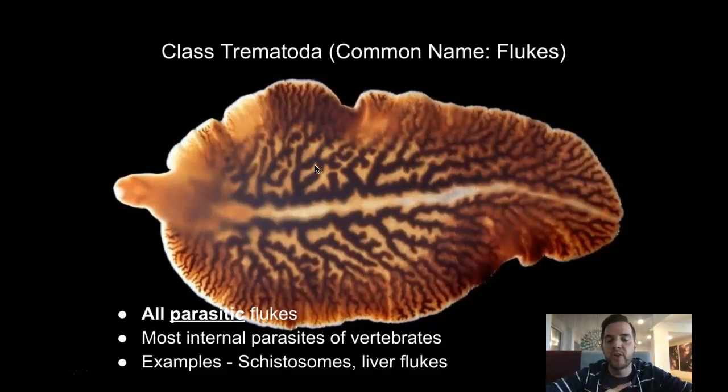All right, so second class that we're looking at, so the first one is class Turbellaria. Second is class Trematoda. The trematodes are the flukes. So these are all going to be parasitic. They are mostly going to be parasites inside of vertebrates, so things that have backbones. So that's going to be mostly mammals. Many of them are in pigs, cows, humans, etc.